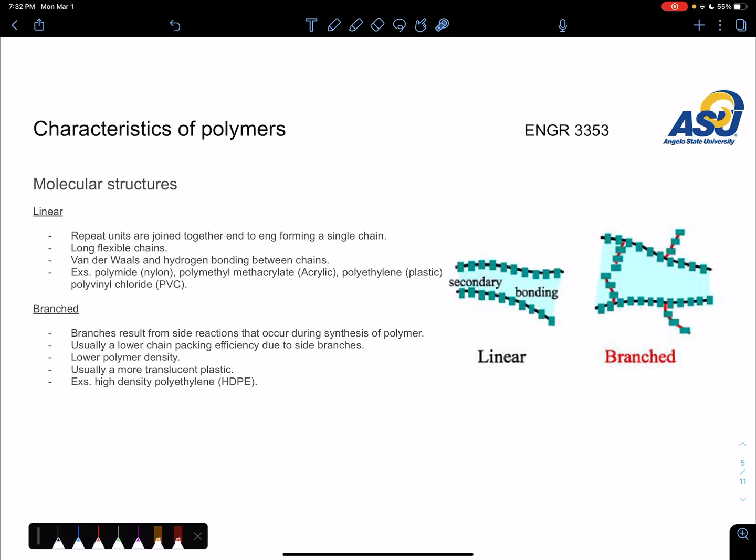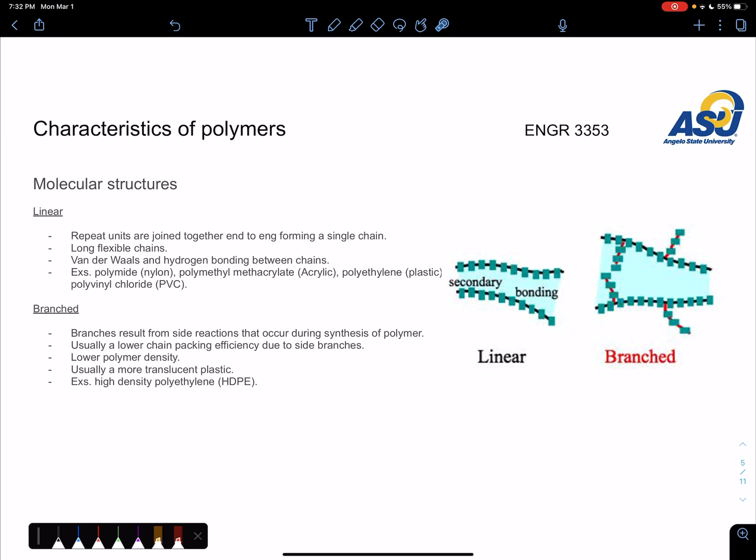And some examples of that would be nylon, polymethyl methacrylate, or commercially known as acrylic, polyethylene, plastic, simple plastic, polyvinyl chloride, which is PVC, and that's what most plumbing systems now use for their piping.